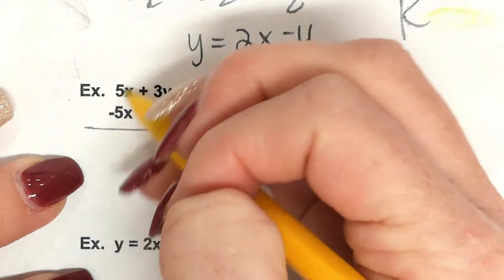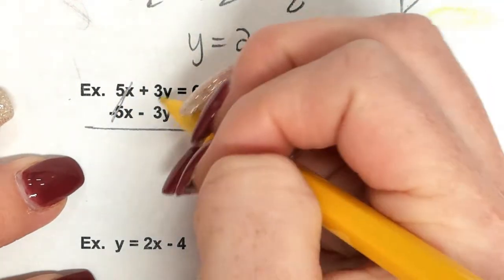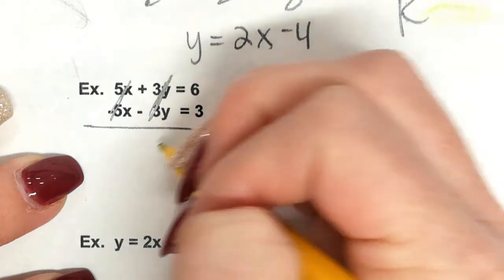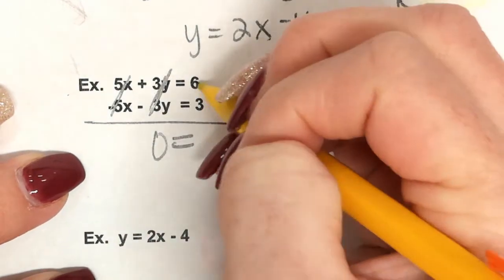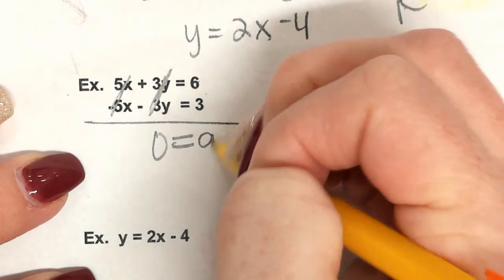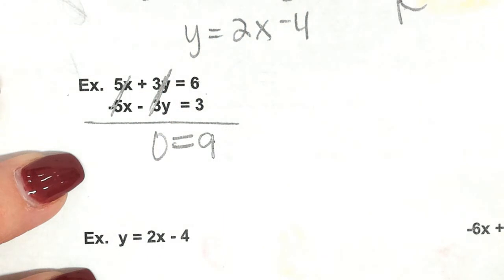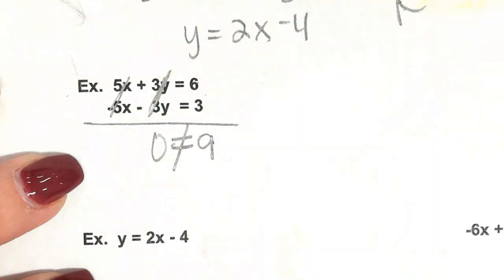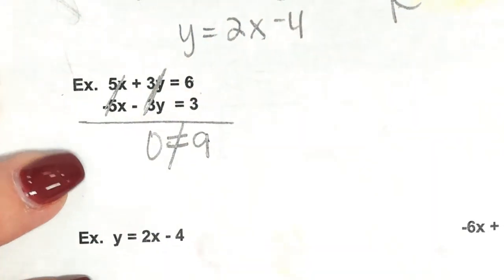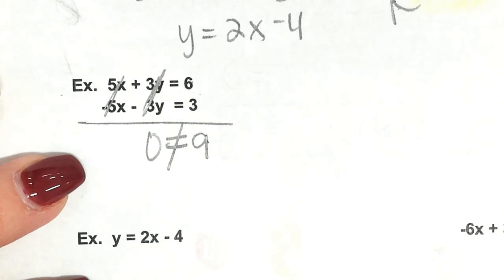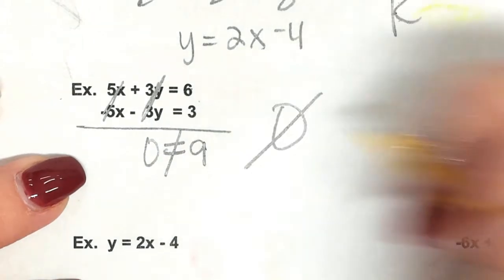What does this cancel out to be? What does this cancel out to be? So I have 0 equals, what's 6 plus 3? Is that a true statement? 0 does not equal 9. So my answer would be no solution.